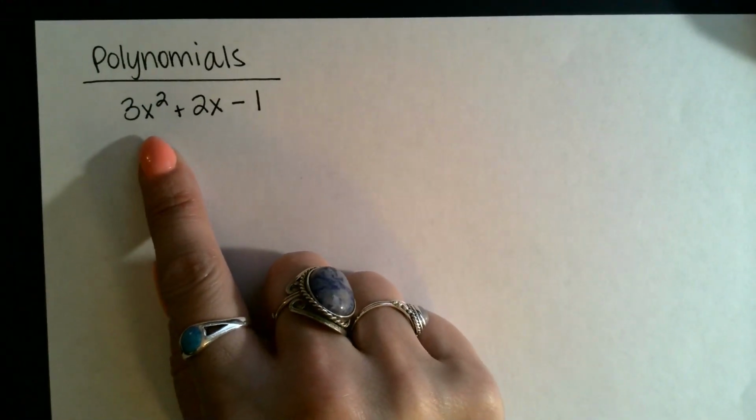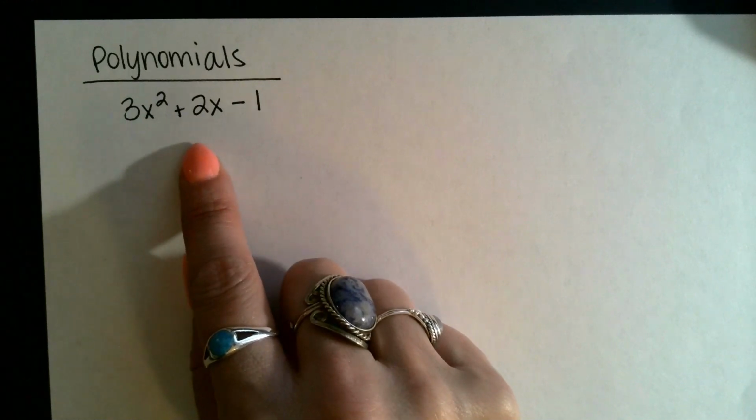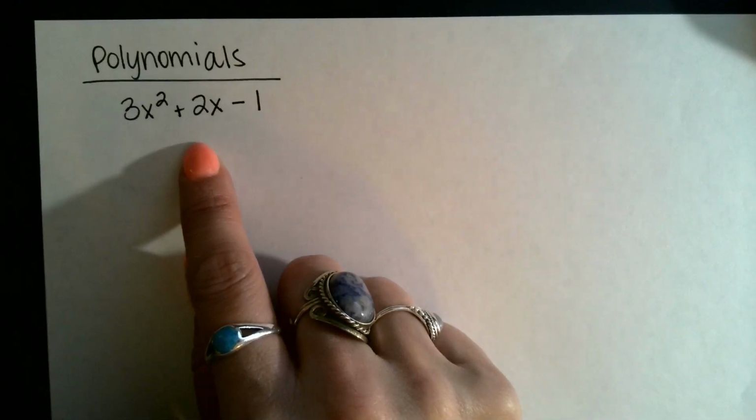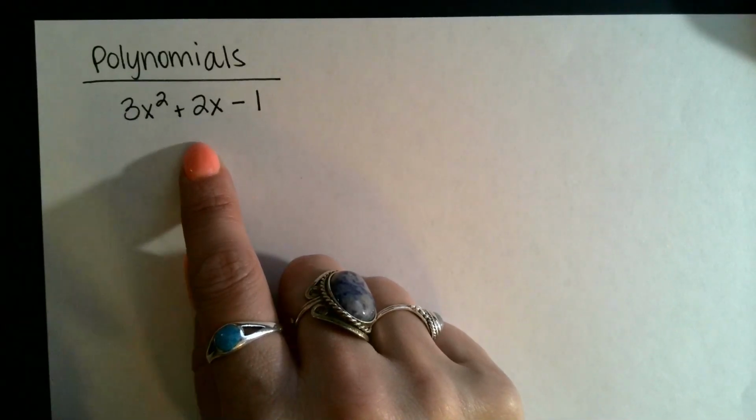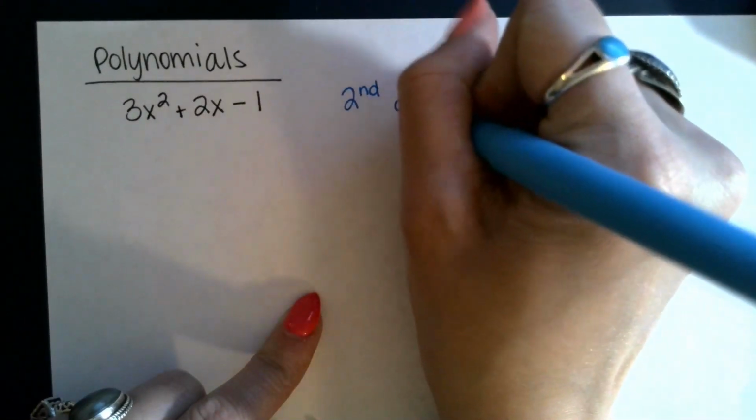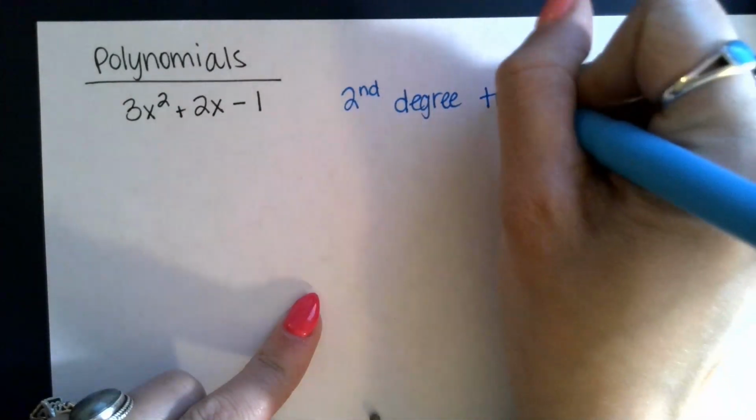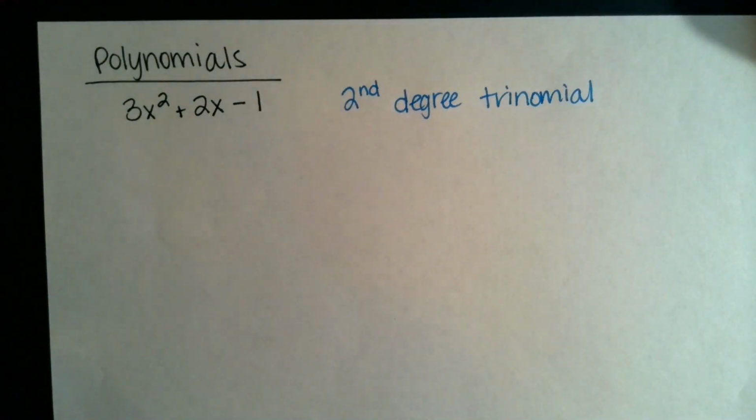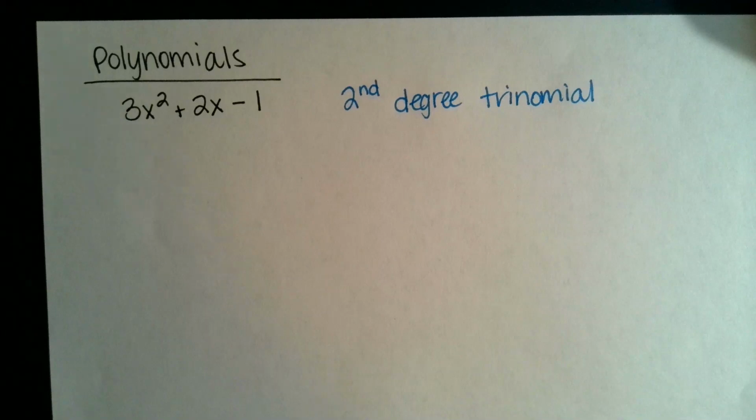Given the polynomial 3x squared plus 2x minus 1, how do you classify this? What do you name it? Degree and size. It is a second degree trinomial. Remember, the degree is the largest exponent. So our variable is x, the largest exponent is 2, so it's second degree, and it is trinomial because there are 3 terms.